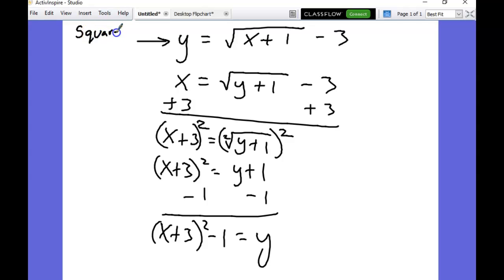Square. Right there. Radical. Function. That's a square root function. Now, what do we call this?